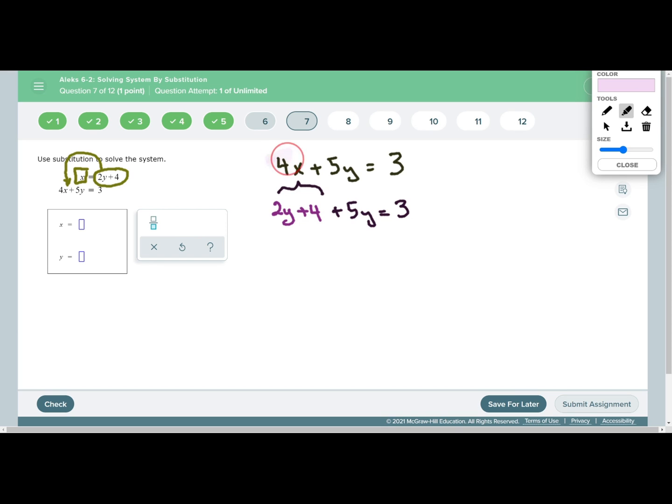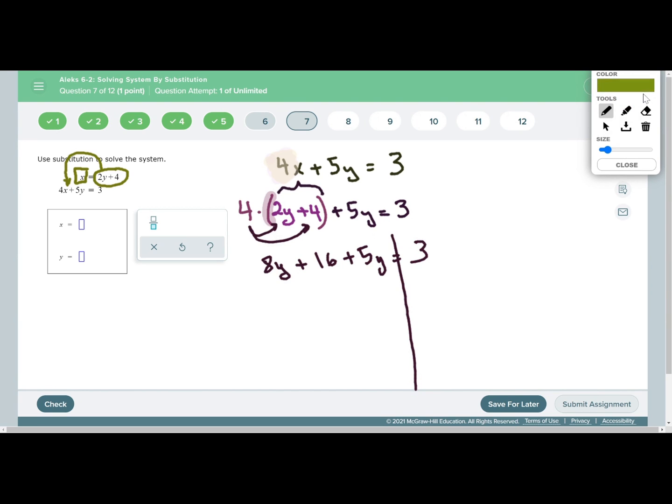What happened to this 4? So what we're going to do is bring it down and keep the thing that we just plugged in, in parentheses. So that will be 4 times 2y plus 4. Only x is replaced by 2y plus 4. The coefficient will stay the same. You're going to bring it down and multiply them. Okay, so what we're going to do is solve for y. We distribute 4 into parentheses. That will be 8y plus 16 plus 5y equal to 3.